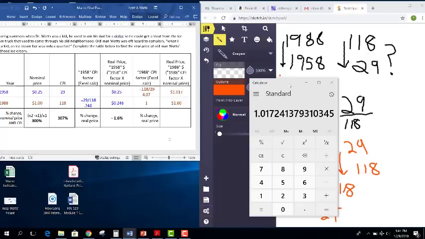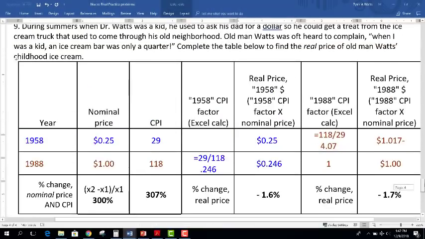Okay, and that's my x1. Let me start with x2 rather. x2 is $1 minus the x1, 1.017. There's my difference, divided by my base, which is 1.017. Let's multiply by 100. That gives me a percent change of negative 1.67. You call it 1.7%. The only reason there's a difference between these two values, minus 1.6% and minus 1.7%, is because of the way I rounded. Usually those will come out exactly the same. Here they came out pretty darn close.